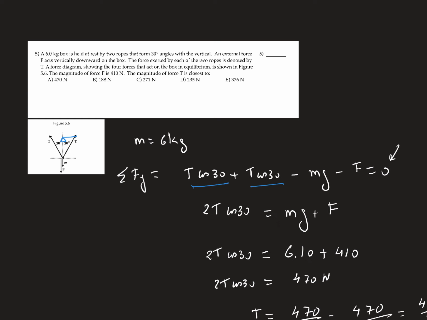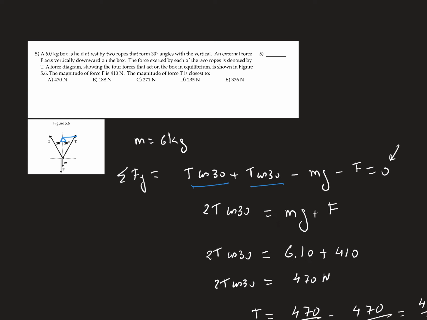So 2T cosine of 30 is 470. So T is 470 divided by 2 cosine of 30. So it will be 470 divided by 2, divided by square root of 3 over 2. So this is the tension. You make the calculation and you see which one is the correct one. If I didn't make any mistake, and I don't think that I made any mistake. Is that problem clear? Yes.